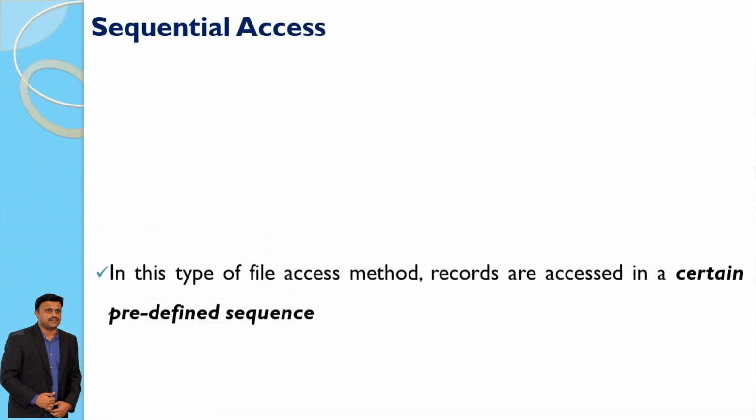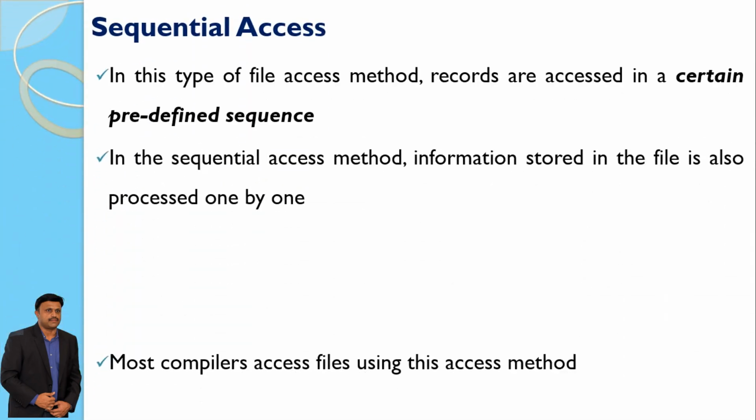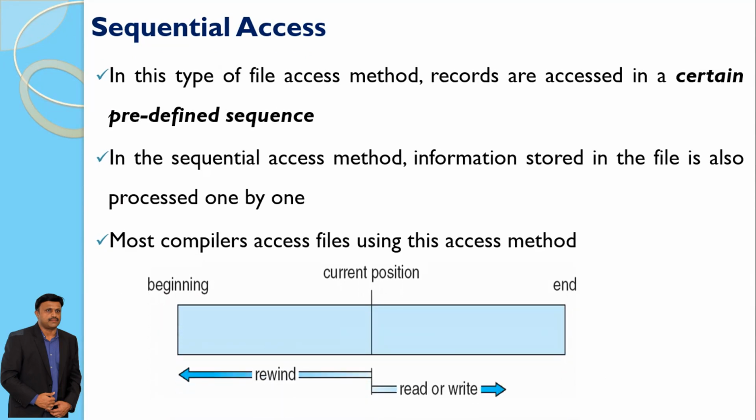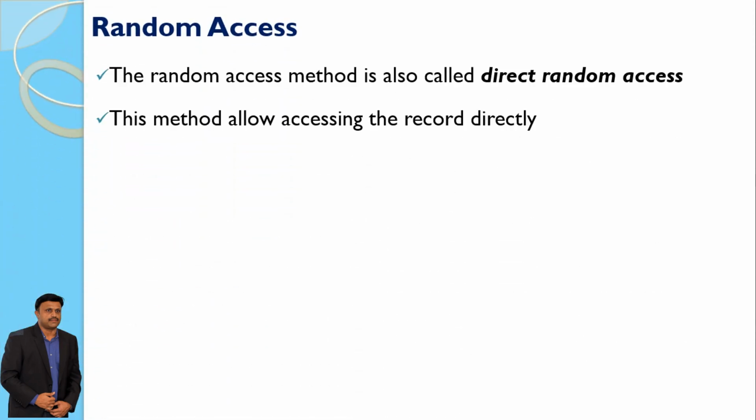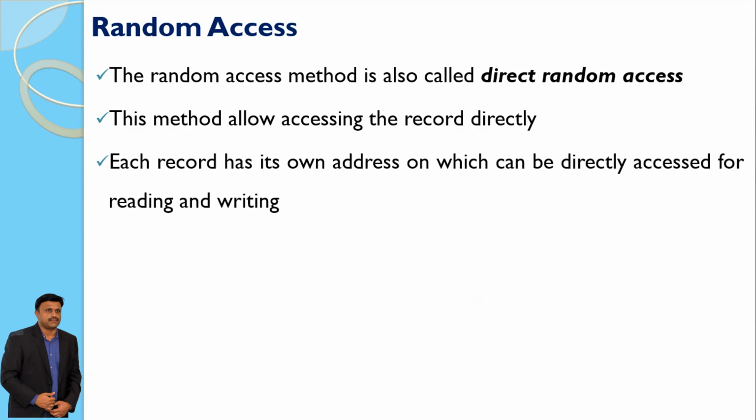Sequential access reads records in a predefined sequence, processing information one by one. This method is commonly used by compilers to access files. Random access, also known as direct random access, allows records to be accessed directly by their address, enabling quick reading and writing.